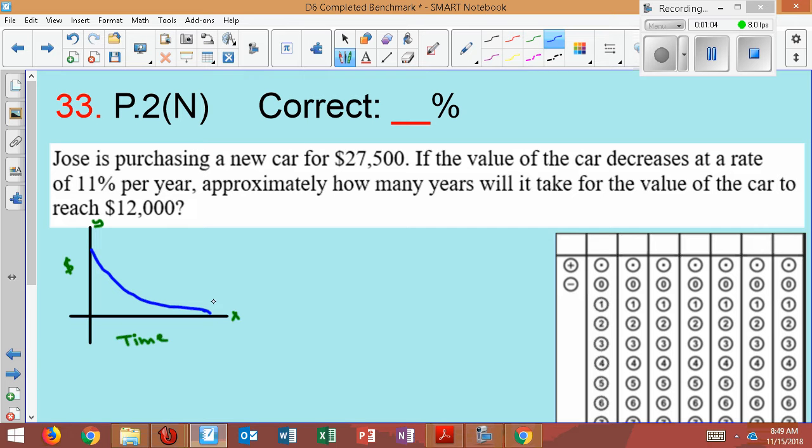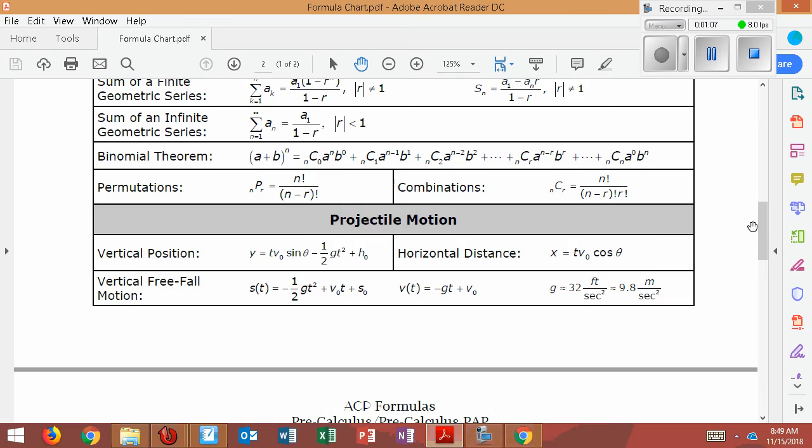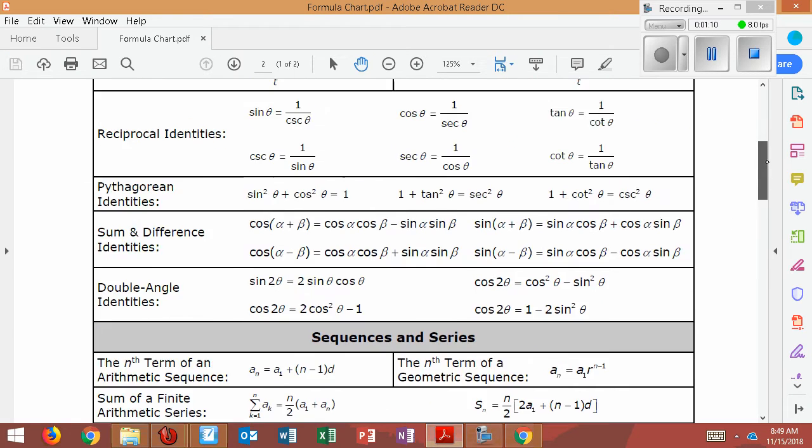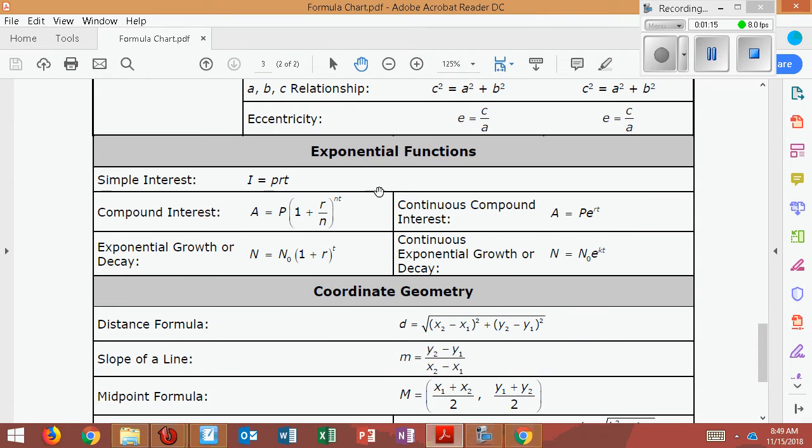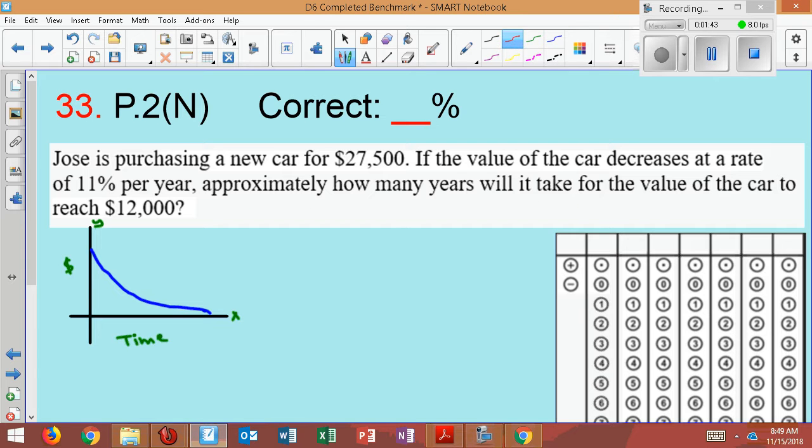Because of that, we're looking for an exponential equation. We have formulas on the formula chart for exponentials. Here they are, exponential functions. If something is happening a certain number of times per year, we use compound interest, where n refers to how many times per year. Like once a month would be 12 times a year. But a car value doesn't change only once a month, it's always changing. So you actually use this one, A equals PERT: principal times e to the power of the rate times the time. That's the formula we're going to use.